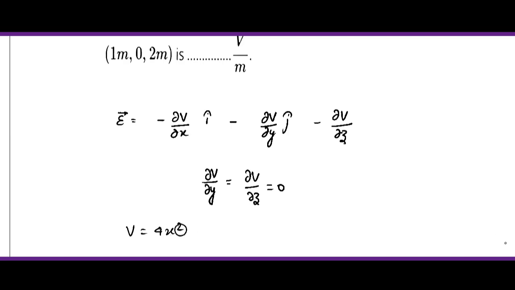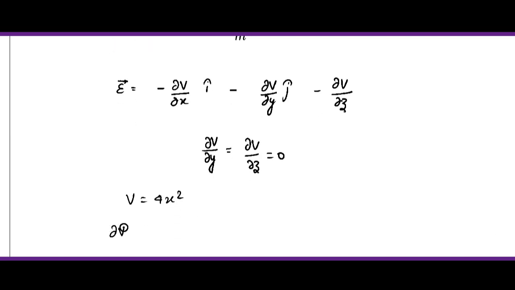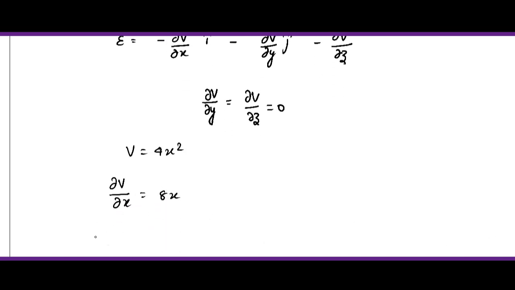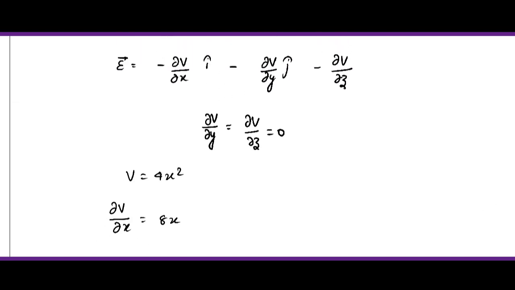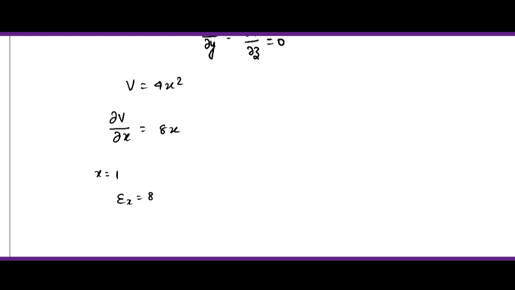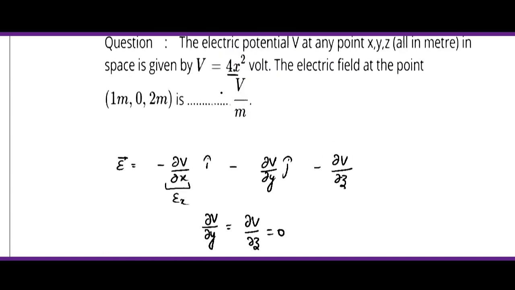The V is given, it is 4x square. If you differentiate it on both sides, del V by del x is equal to 8x. Now x is given here, it is 1. If you see, it is 1, 0, 2. So x is 1. If you write this quantity as Ex, then this Ex is equal to 8. Now I will write down the electric field at any point 1, 0, 2. It is minus 8 I cap volt per meter.